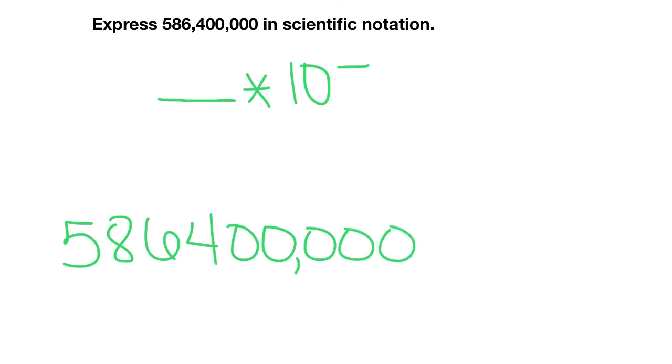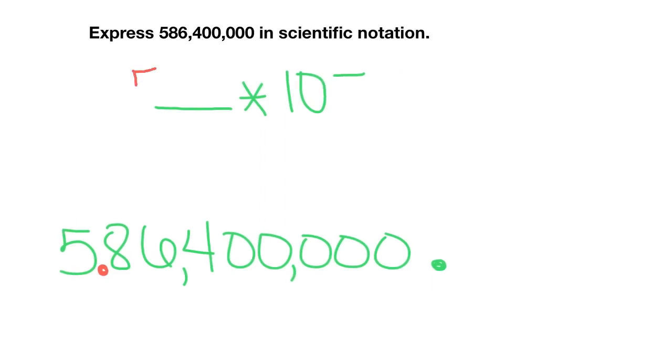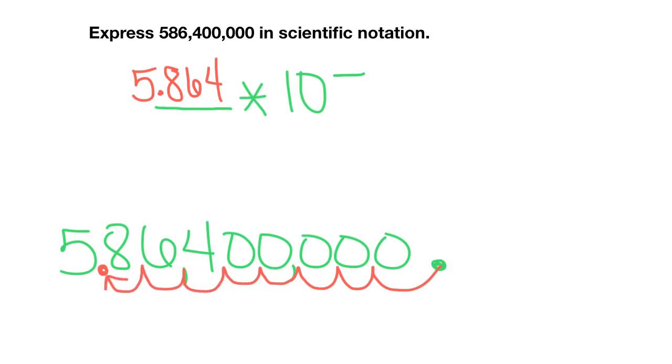The decimal is at the back. If I move it up between the 5 and the 8, I have 5.864. That is larger than 1, less than 10. That is an acceptable size number for scientific notation. My exponent comes from how many places I had to move my decimal. 1, 2, 3, 4, 5, 6, 7, 8. And since I'm going from a number that is large, my exponent is going to be positive.